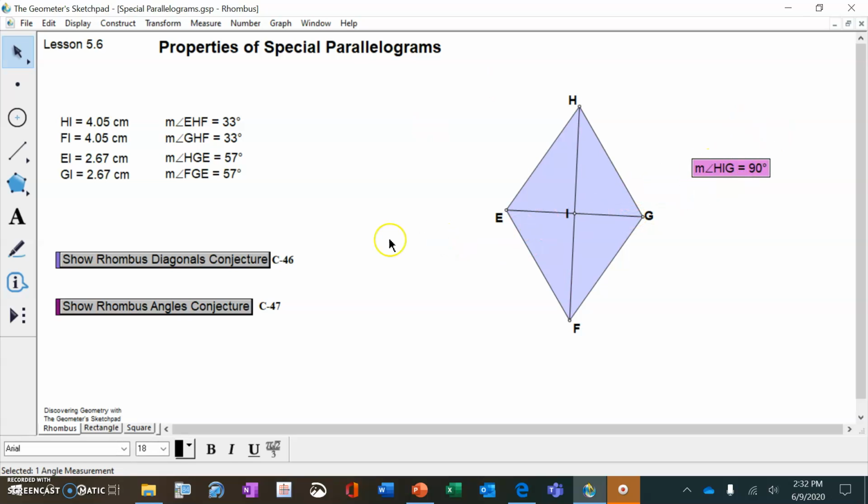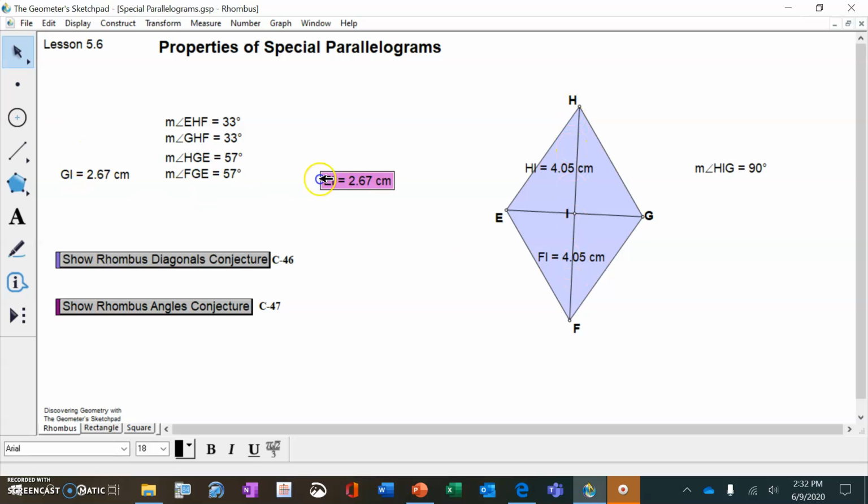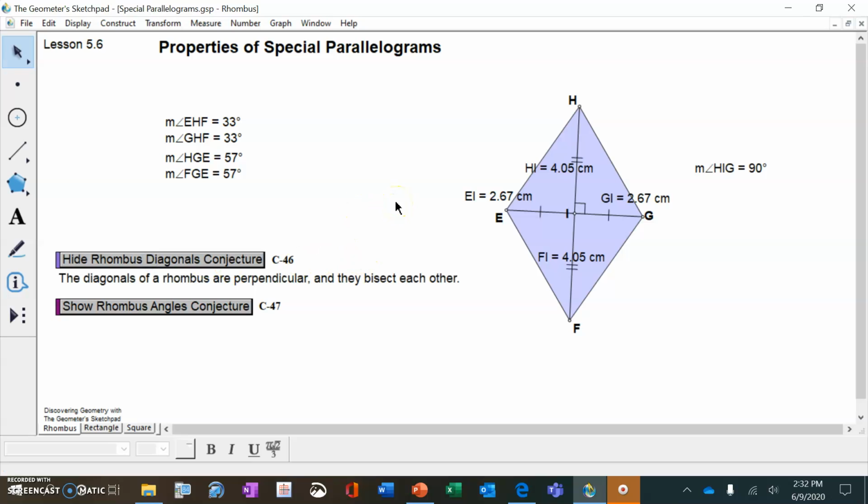I'll move that aside, and then I'll say from H to I is 4.05, from F to I is 4.05. So they are bisected, cut in half. This diagonal here is bisected, cut in half to form 2 equal parts. And if I go from E to I and from G to I, I can see that that diagonal, EG, is also bisected by the other diagonal. So therefore, conjecture number 46 says the diagonals of a rhombus are perpendicular and they bisect each other.